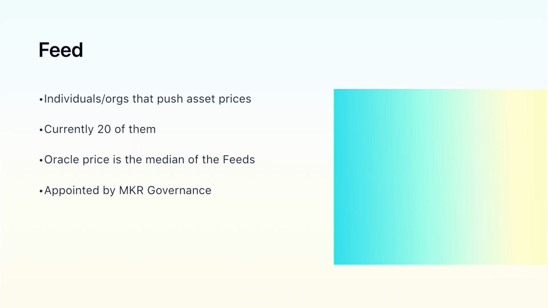One thing you have to know about our oracles is that we have this concept of a feed. A feed is a price submitter. In our system, we have 20 feeds. Essentially, 20 individuals or organizations are pushing these prices, and the oracle price is the median of all of these prices that are submitted. And feeds are appointed by MKR governance.